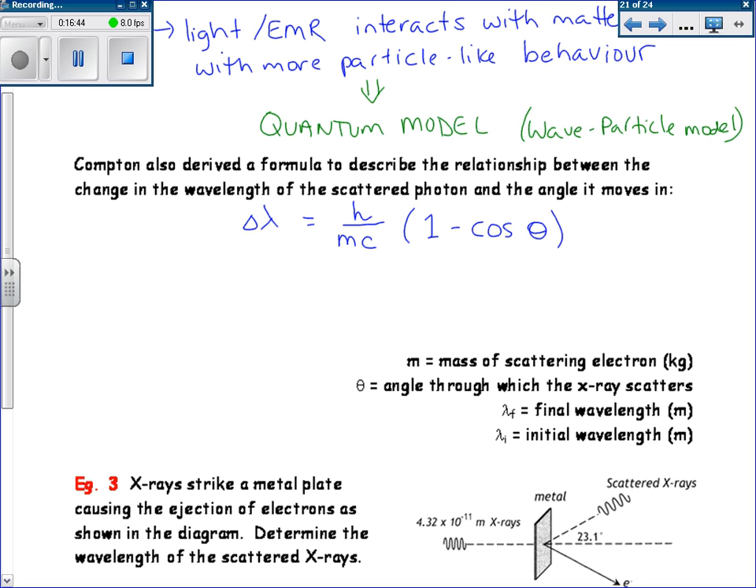And what you want to remember is that change in wavelength actually means lambda f minus lambda i. Okay, so lambda final minus lambda initial. It's on your formula sheet as change in wavelength. You need to remember final minus initial. And the mass is the mass of a scattered electron. It's 9.11 times 10 to the negative 31 kilograms, always. And c is equal to the speed of light, right? And then you've also got Planck's constant in there. And make sure you use Planck's constant in joules.